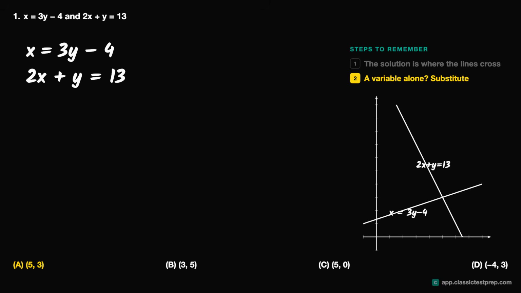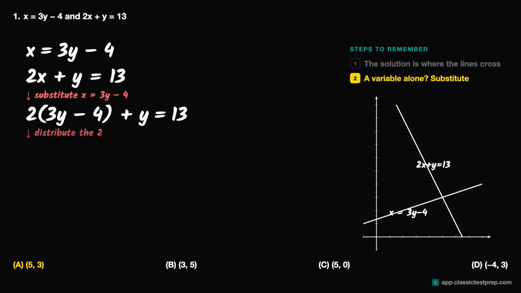Now we have an equation: 2 times (3y minus 4) plus y equals 13. This is going to allow us to solve for y. We get 6y minus 8 plus y equals 13. Combine the y terms and we get 7y. Add 8 to both sides so that we can isolate the y variable. We get 7y equals 21. Divide both sides by 7, and we find out that y equals 3.